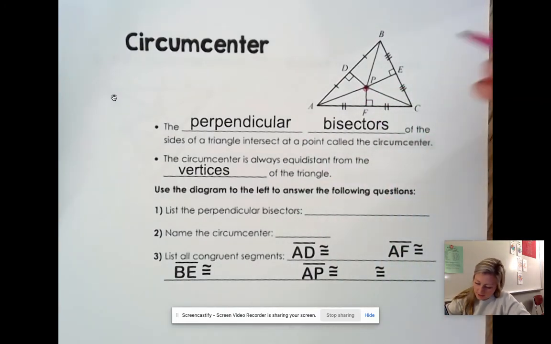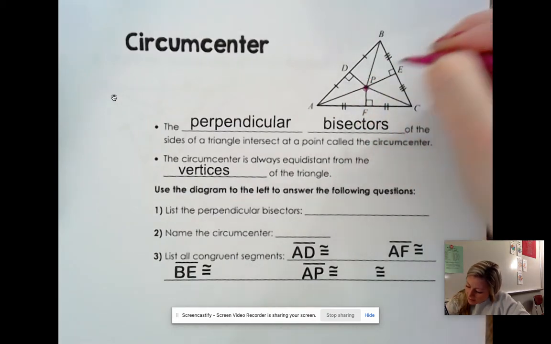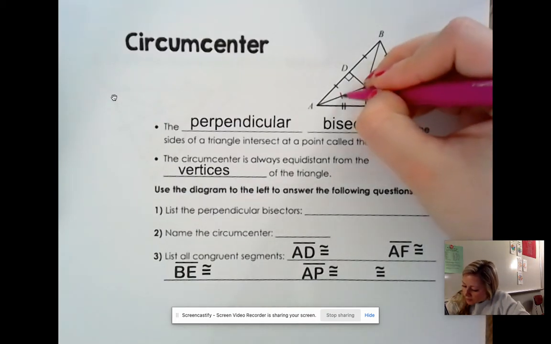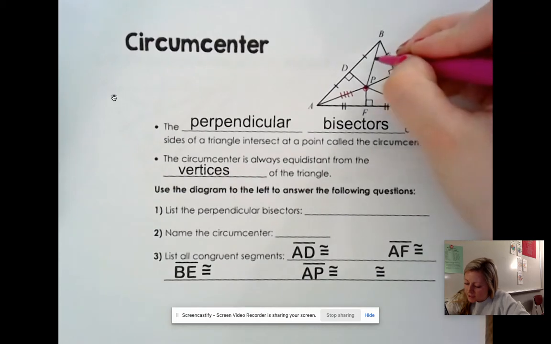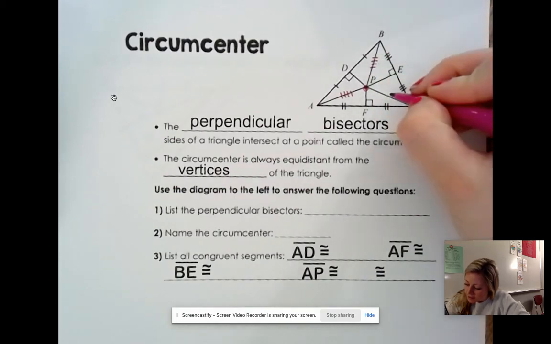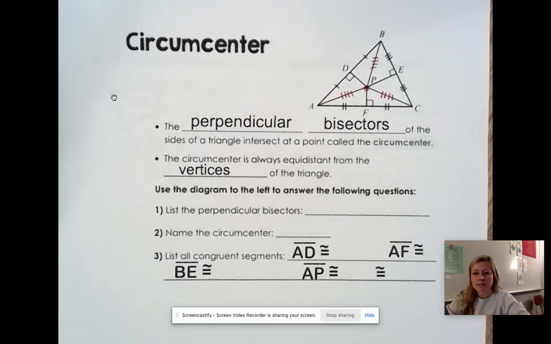So what does that mean? That means that this, let's see, how many tick marks do we need? 4. So 1, 2, 3. This guy, AP, is the same as BP, which is the same as PC, because it's the same distance away.